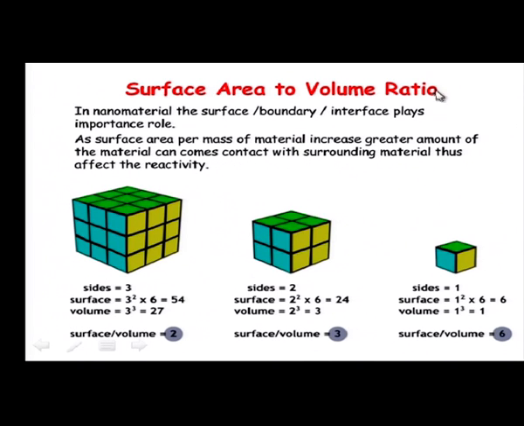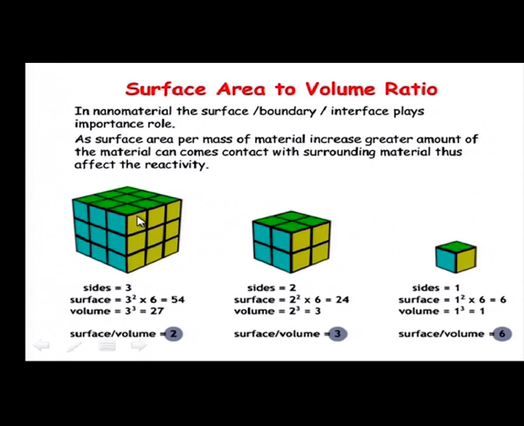And this is a schematic diagram to depict the surface area to volume ratio. For any synthesis of nanomaterial, whether it is a top down or bottom up approach, the surface area to volume ratio must be reduced. Whenever you reduce the surface area to volume ratio, the nanomaterial becomes a perfect material. In a nanomaterial, the surface, that is the boundary or interface of the material, plays an important role. As the surface area per mass of a material increases, a greater amount of the material can come into contact with the surrounding material, thus affecting the reactivity.